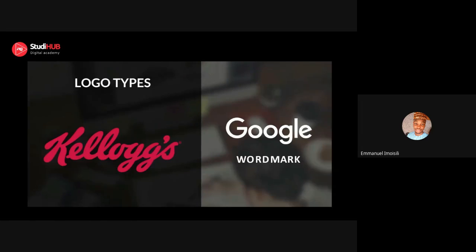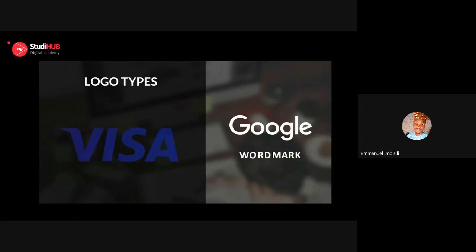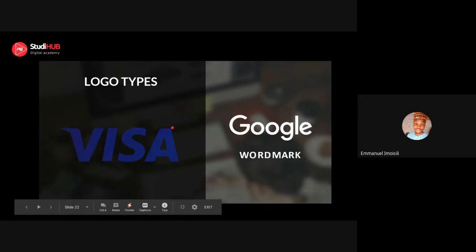You have Kellogg's for your cornflakes. Then you have Visa for your card and your airlines and all. See that their fonts are special, they are peculiar, they are unique to that company.